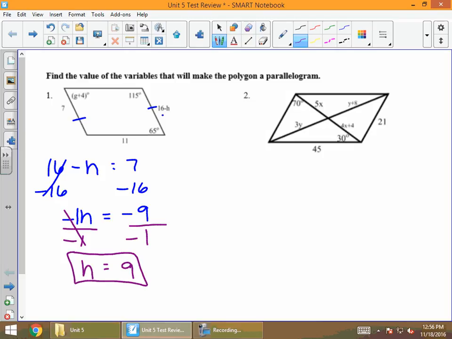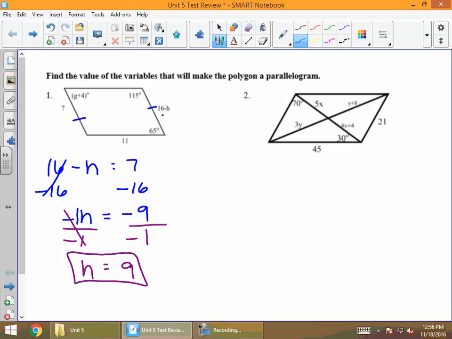Now let's take a look at G. What is G? Is that a side or is that an angle? Angle. How do we know it's an angle? It's inside, and what's kind of written with it? Yeah, it's written with a degree symbol. That's going to indicate to you whether or not you have a side or an angle.